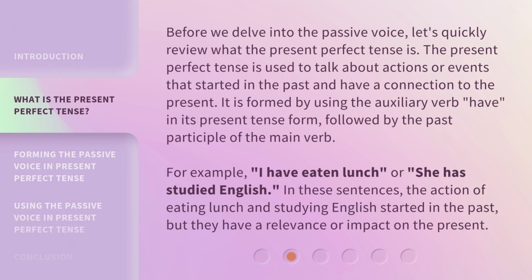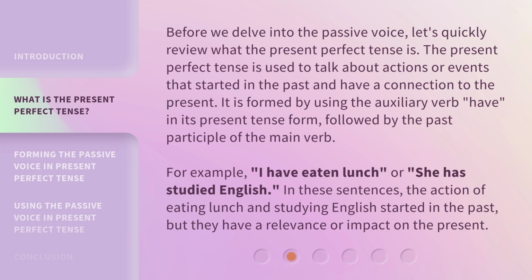Before we delve into the passive voice, let's quickly review what the present perfect tense is. The present perfect tense is used to talk about actions or events that started in the past and have a connection to the present. It is formed by using the auxiliary verb "have" in its present tense form, followed by the past participle of the main verb.